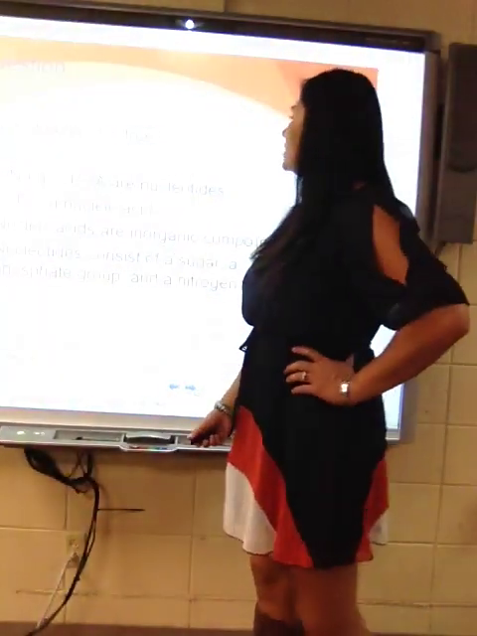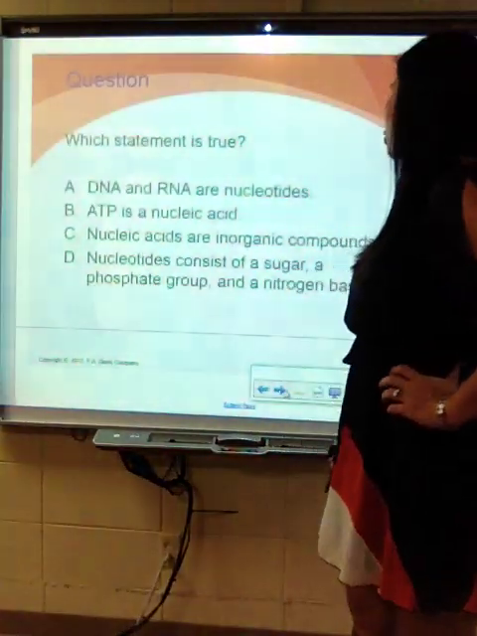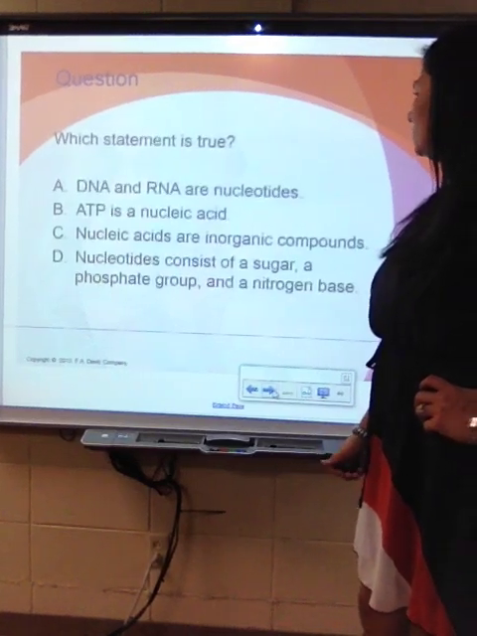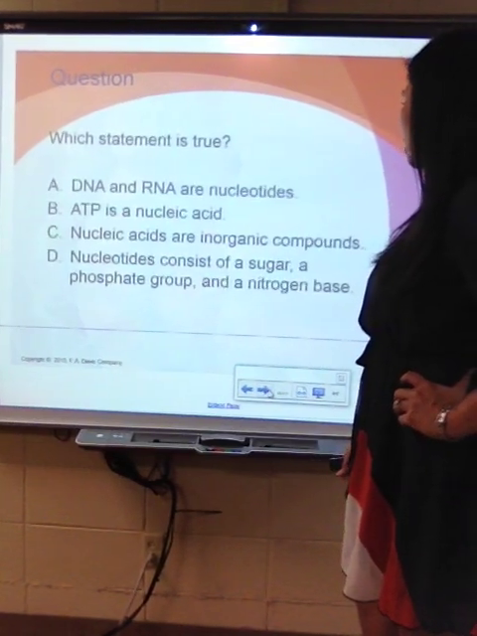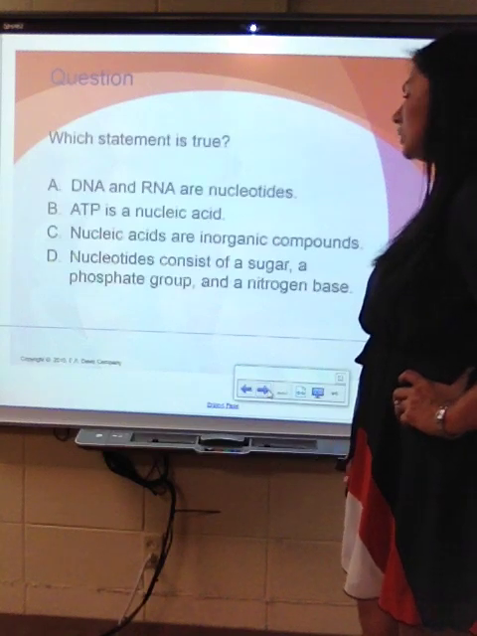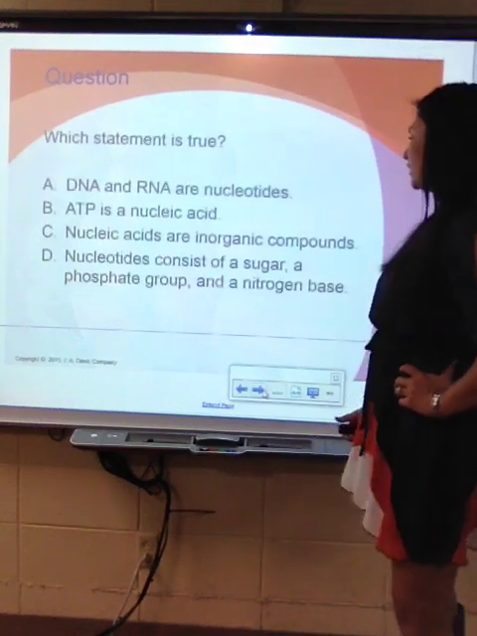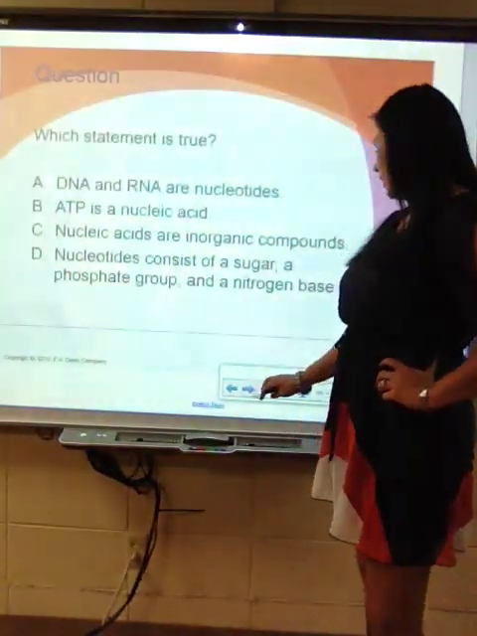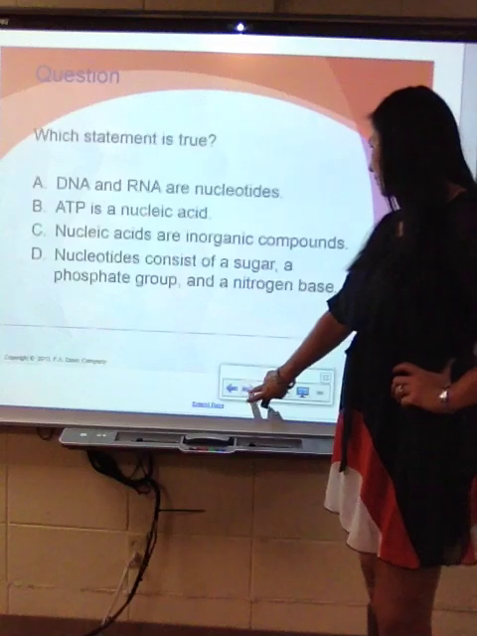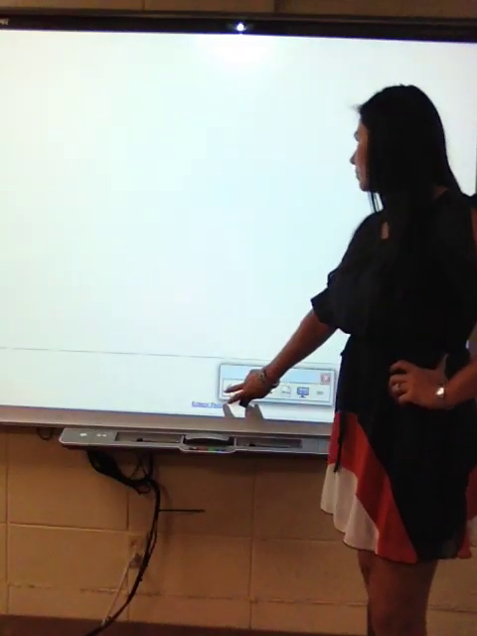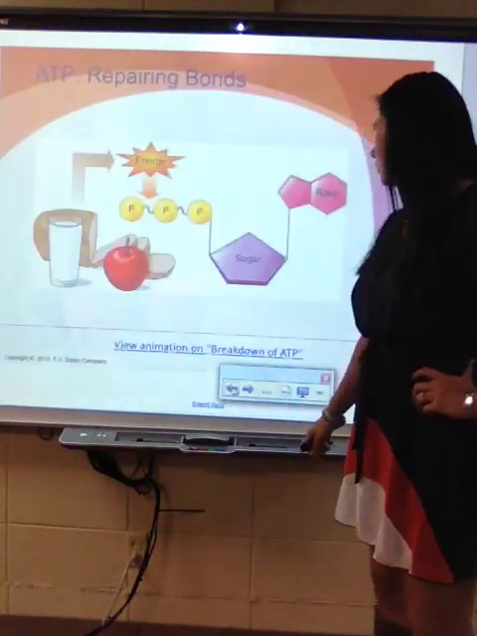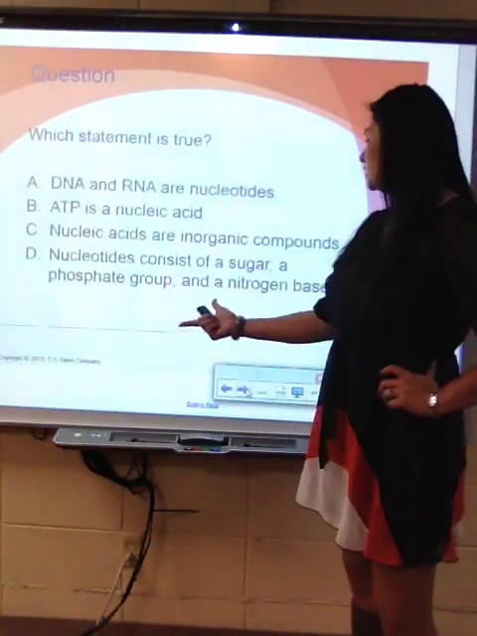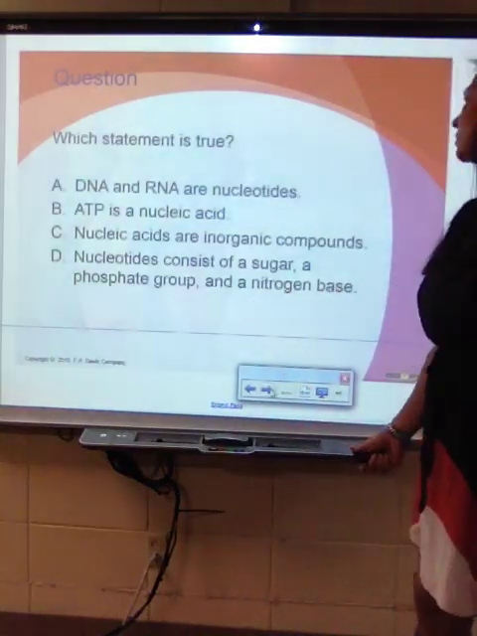Okay, so which statement is true? DNA and RNA are nucleotides. ATP is a nucleic acid. Nucleic acids are inorganic compounds. Nucleotides consist of a sugar, a phosphate group, and a nitrogen base. So what do you think? So D, nucleotides consist of a sugar, a phosphate group, and a nitrogen base, definitely.